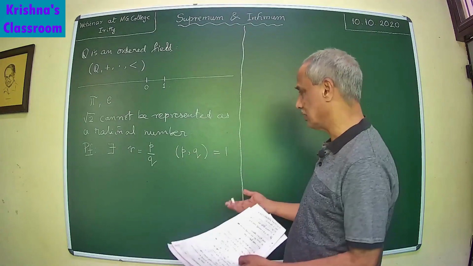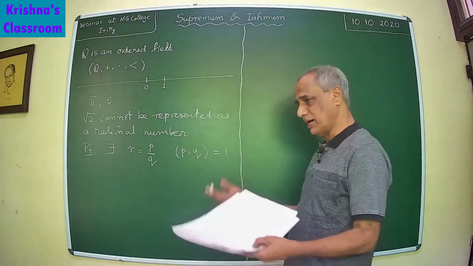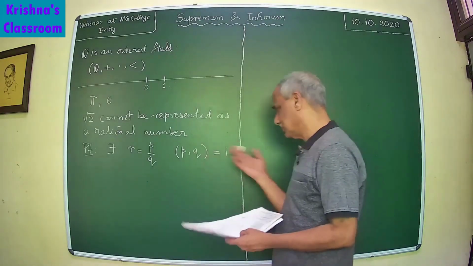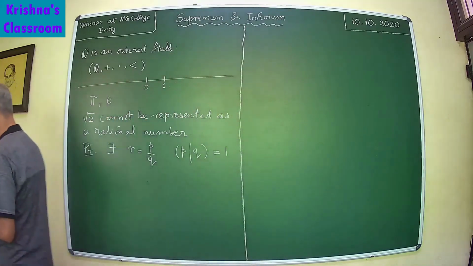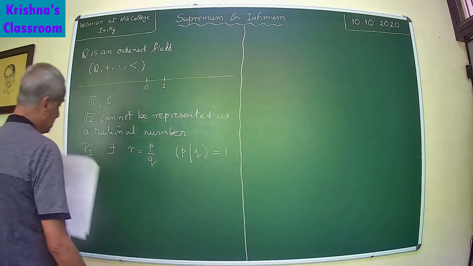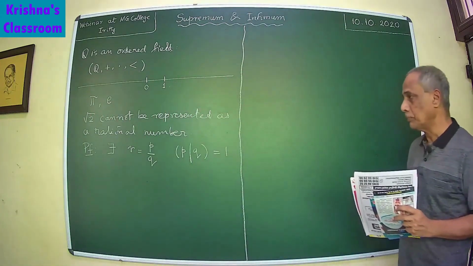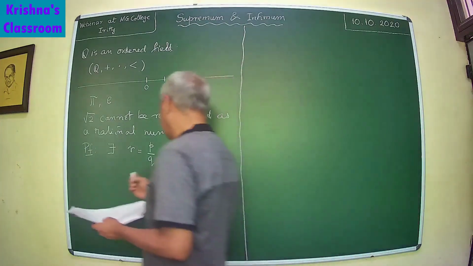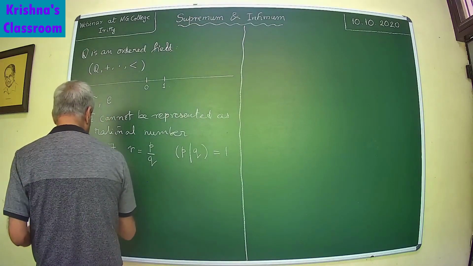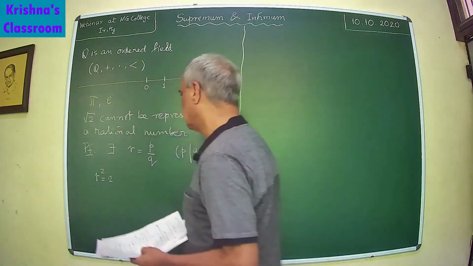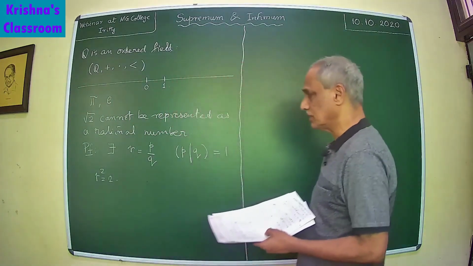After taking out the common integer factors, whatever you get is what you use. So the common divisor is equal to 1. Now suppose, I have not completed the sentence, such that R square equal to 2. Then it leads to a contradiction.